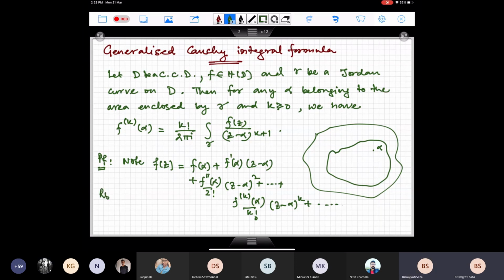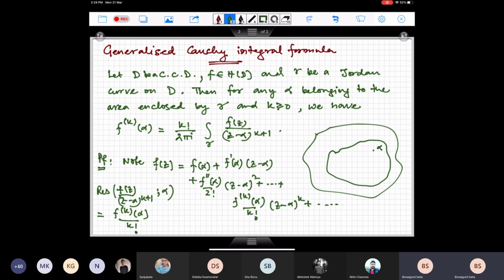Now from this expression, can you quickly tell me what is the residue of f of z divided by z minus alpha to the power k plus 1 at alpha? Just look at this expression and tell me quickly. The kth derivative of f at alpha divided by k factorial. Absolutely. How did you get that? The coefficient of 1 upon z minus alpha. Exactly. By definition, the residue is the coefficient of 1 upon z minus alpha. So once we write down this power series expansion, I immediately get this.